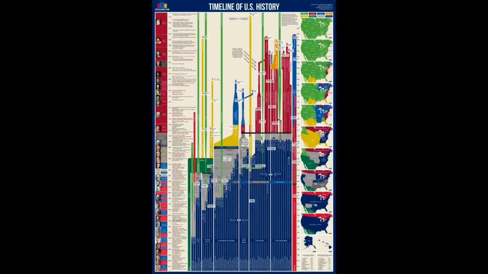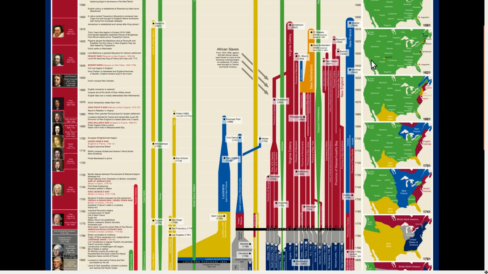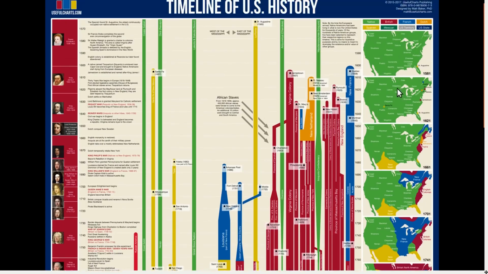Today I want to give you a quick overview of U.S. history using this timeline of U.S. history chart. In particular, I'm going to be using these maps on the far right, which show how the territory that we now call the United States evolved over the last 400 years or so. There are 10 maps in total, and the time difference between each one is exactly 40 years.